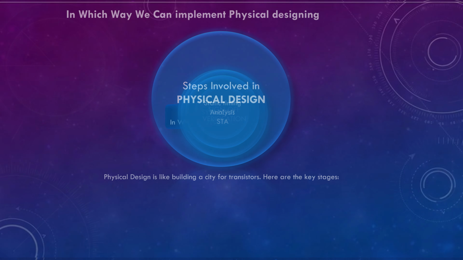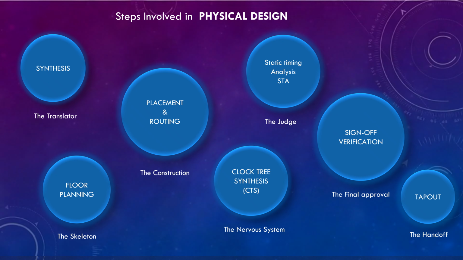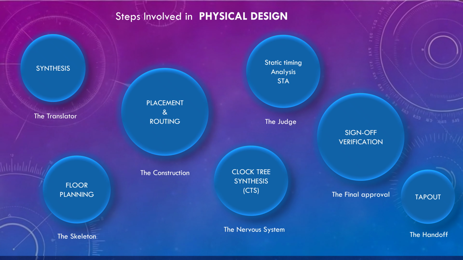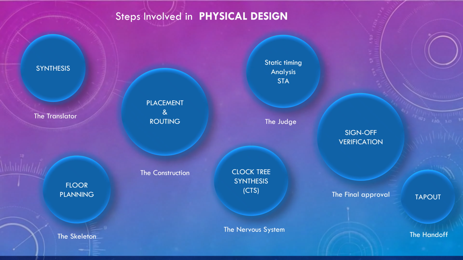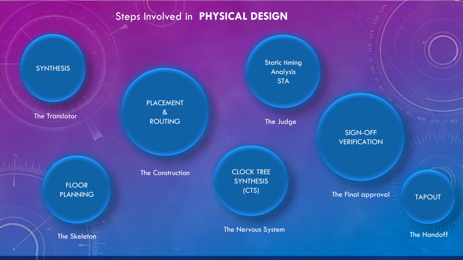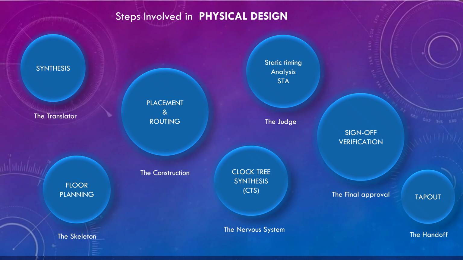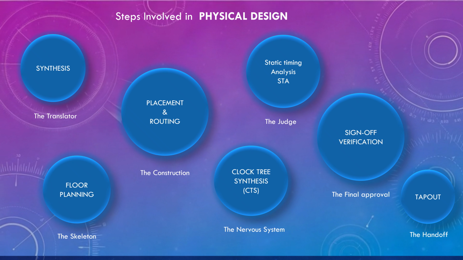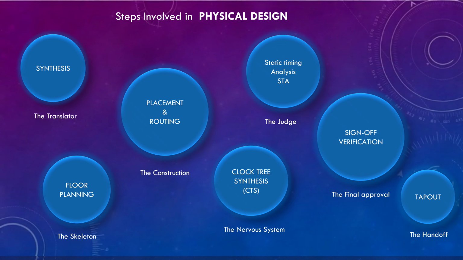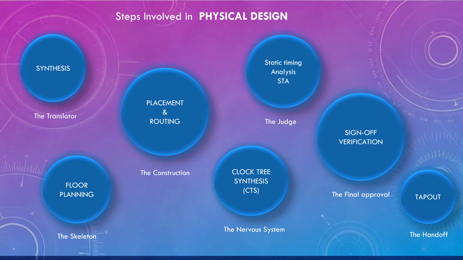Let's explore each one. Here's your roadmap for how to implement physical design from RTL. 1. Synthesis, the translator. 2. Floor planning, the skeleton. 3. Placement and routing, the construction. 4. Clock tree synthesis, the nervous system. 5. Static timing analysis, the judge. 6. Verification and sign-off, the final approval. 7. Tape-out, the handoff. Each stage has a purpose. Each stage can make or break your chip. Let's go through them one by one.